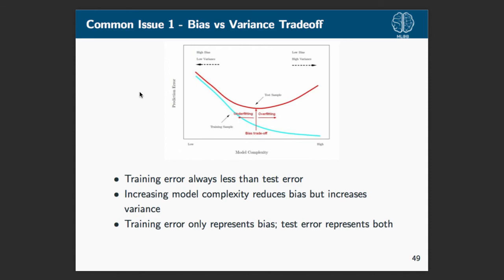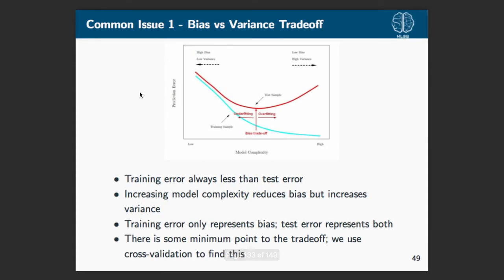So our test error looks like a parabola. If we go too far to the left, if our model is not complex enough, we're underfitting, we're not expressive enough. On the other hand, if it has too many small features, too many extra things, and is overly complex, it'll risk overfitting, because it'll fit to the noise rather than the actual data. So we really want to find this optimum, the model that generalizes the best. There's some minimum point to this trade-off, and we basically use cross-validation to figure this out.